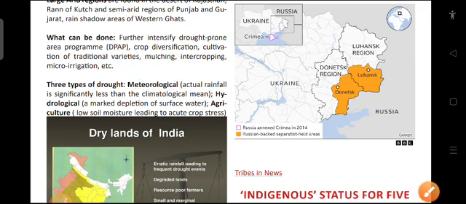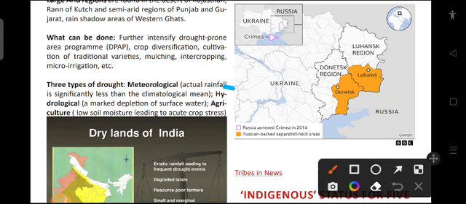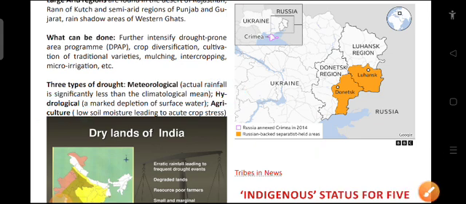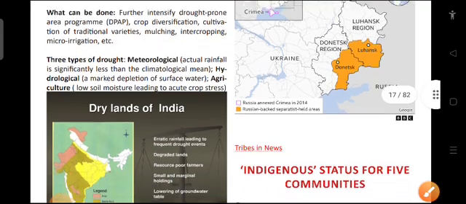This is caused due to less amount of rainfall. And then hydrological, a marked depletion of surface water. Hydrological is due to depletion in surface water. And then agriculture. Agricultural drought is because of low soil moisture leading to acute crop stress. These are the three types of drought: meteorological, hydrological and agricultural.